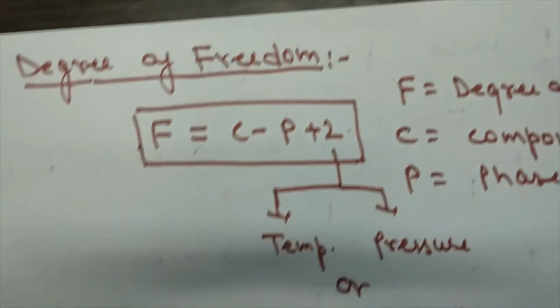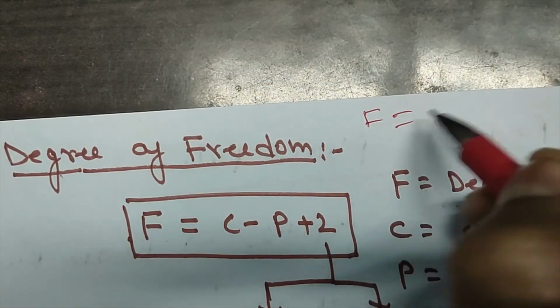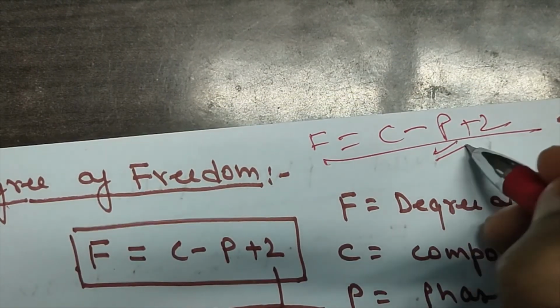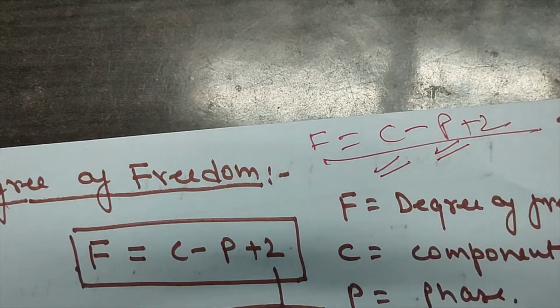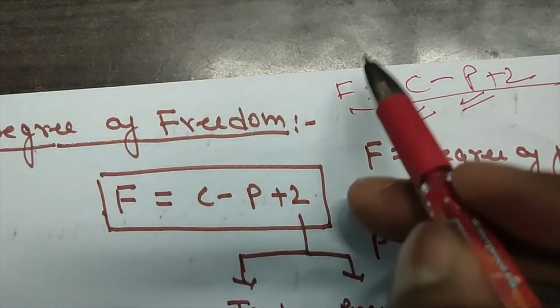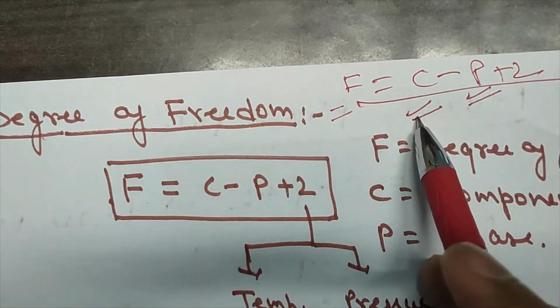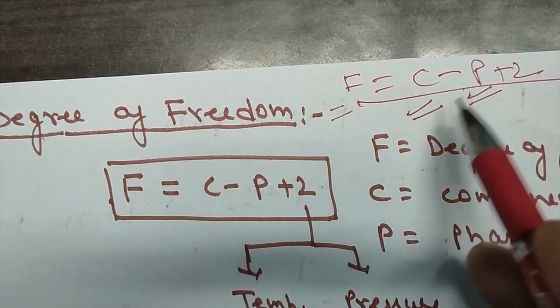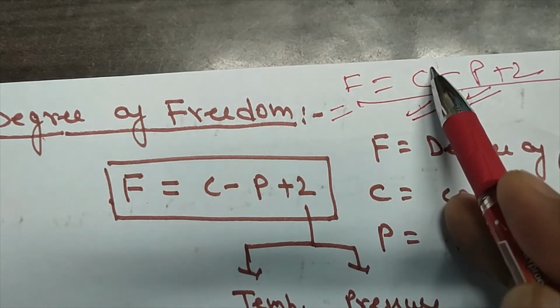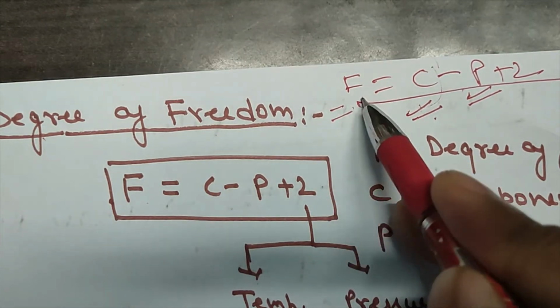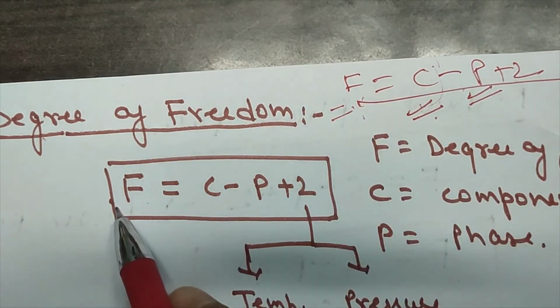Now the last topic is the degree of freedom, F is equal to C minus P plus 2. I have told you how to determine phase and how to determine component. The phase of the system you can easily determine, and the component you can easily calculate. Now I am going to explain this last topic, the degree of freedom.